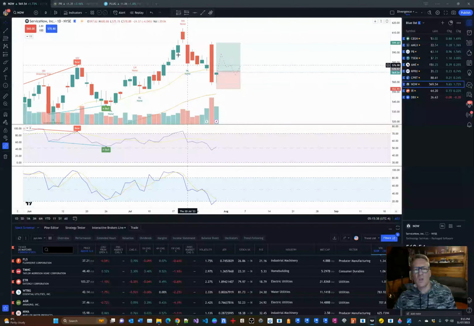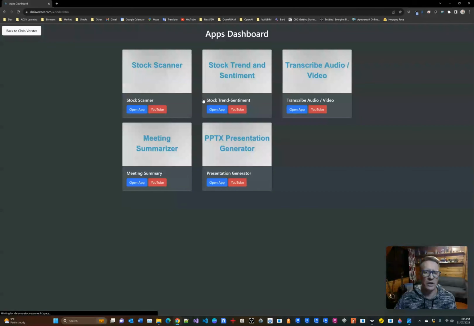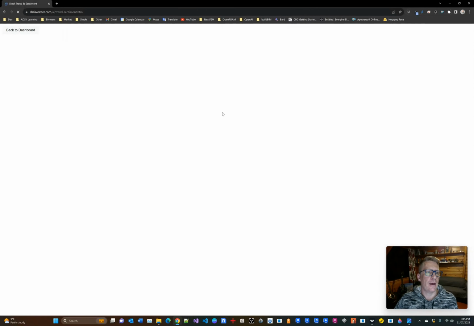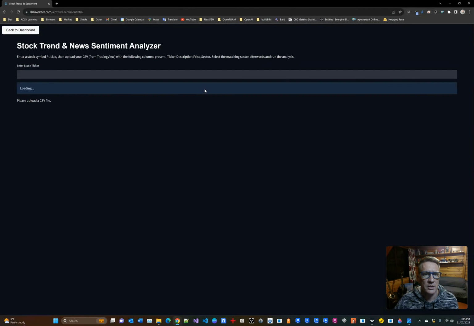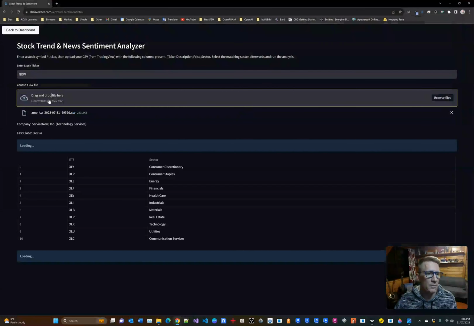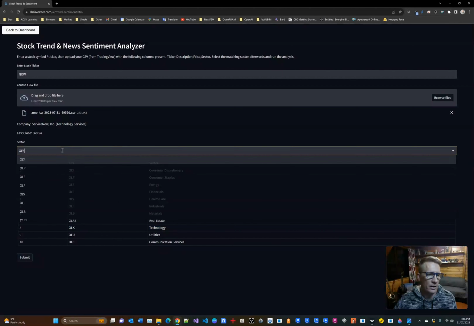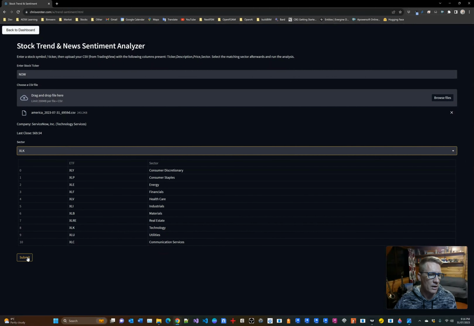By the way, if you wanted to do further analysis on these, let's say for the stock NOW, you can also use the dashboard that I've got here to do further stock and trend analysis. If we open the app, all we need to do is enter the stock ticker. So it was NOW. And then we drag and drop that CSV file we created in the previous exercise in there. Once we've done that, we can see here there's technology services. So we need to change the sector here to technology, which is XLK. We set it to that and we hit submit.